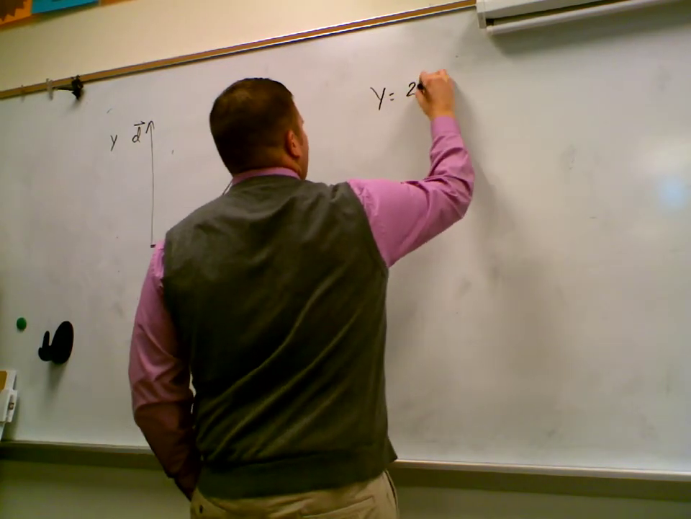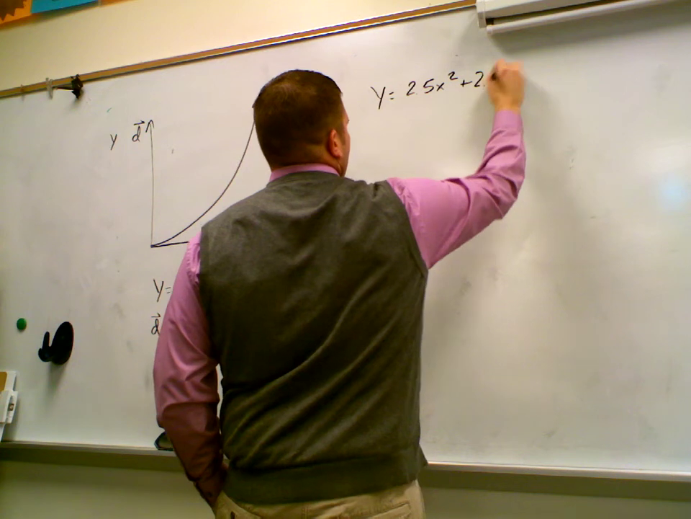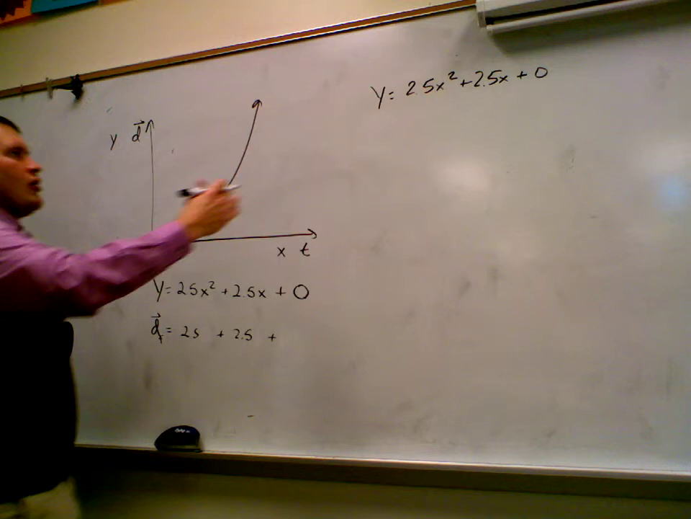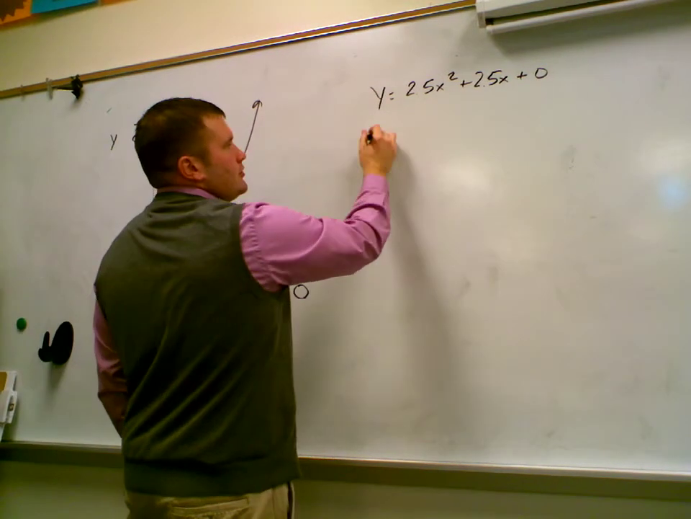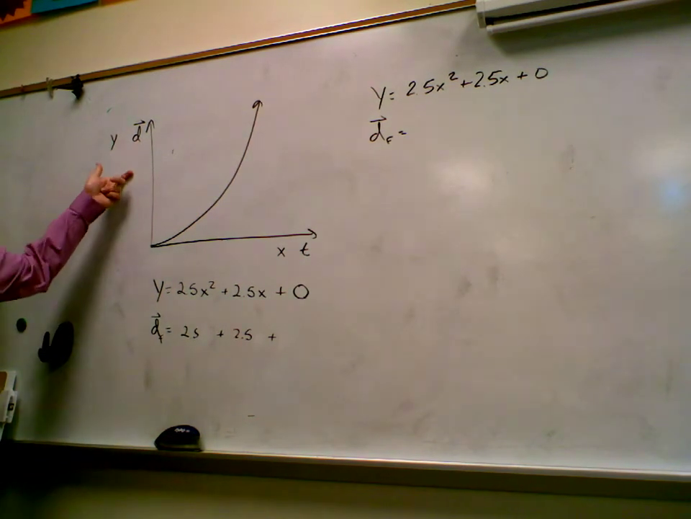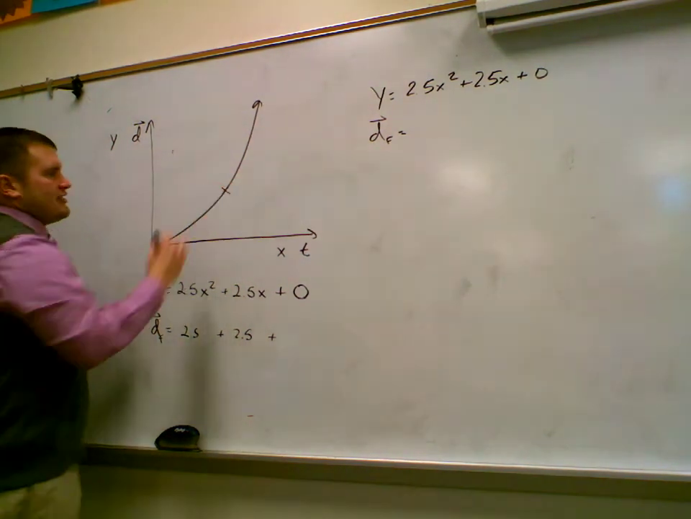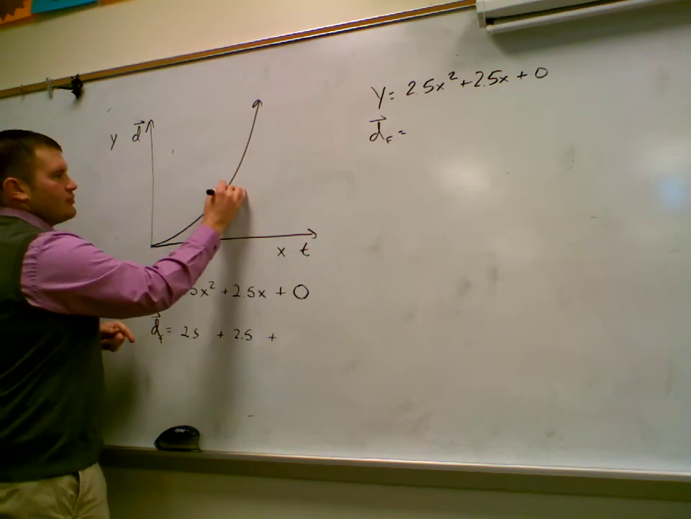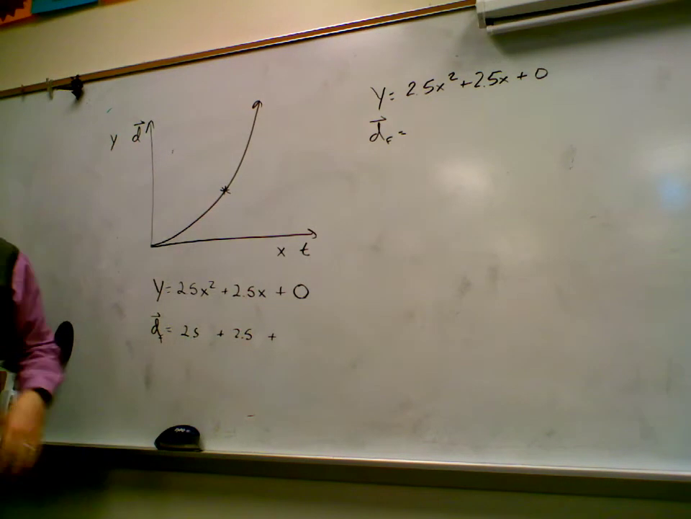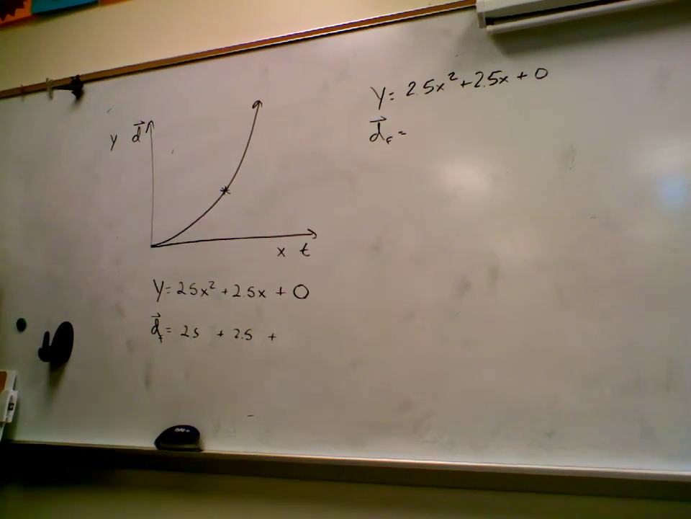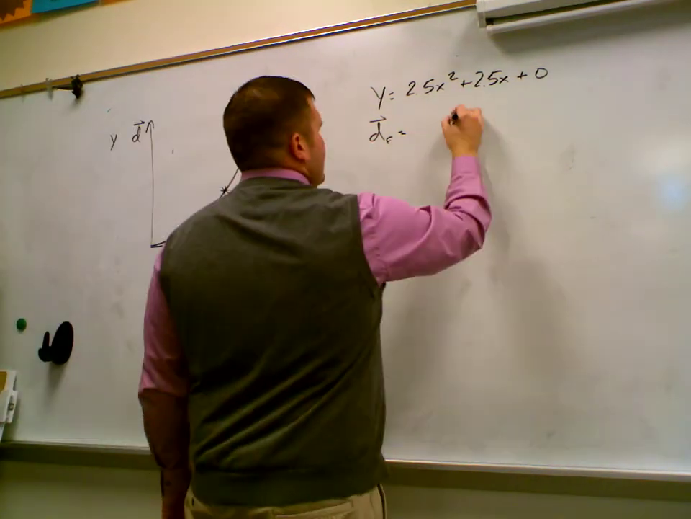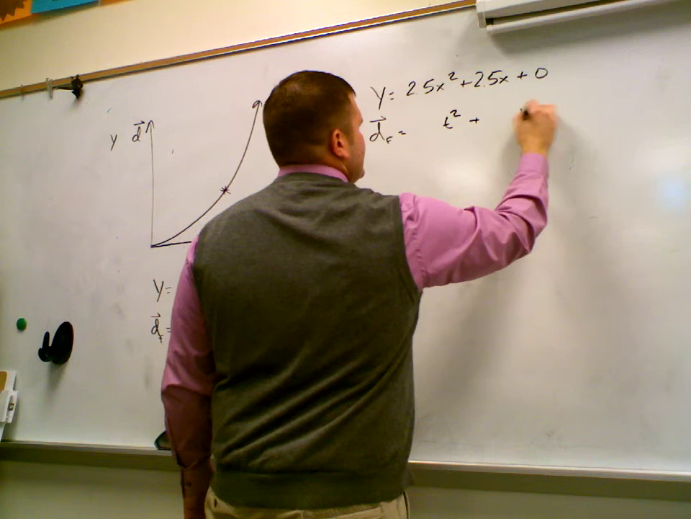So y equals 2.5x squared plus 2.5x plus 0, right? And we said that our y was position, because that's what it is over here, right? And if I go to this spot right here, that's that position at this specific time. So that's why I know it's D final. Does that make sense? Okay. What's the x going to be? Time. Okay. So everywhere I see an x, we get t.